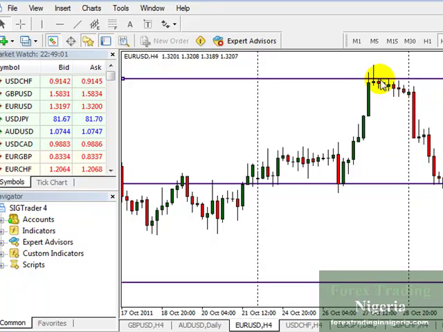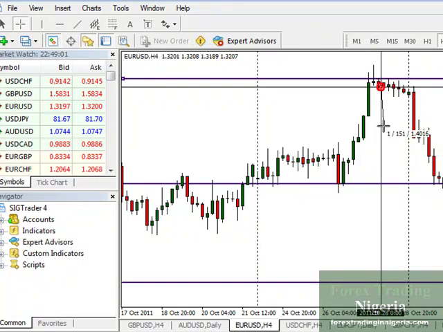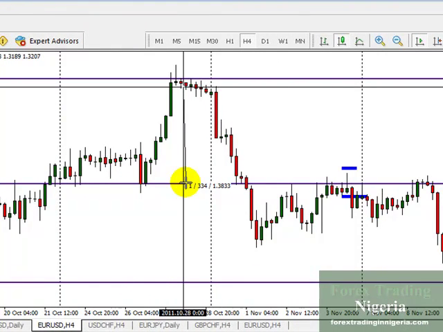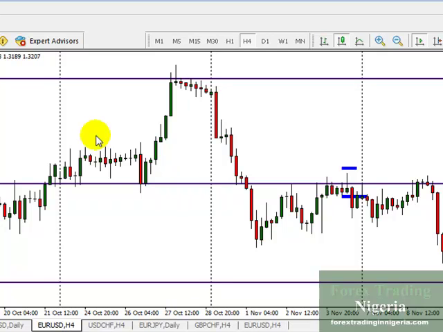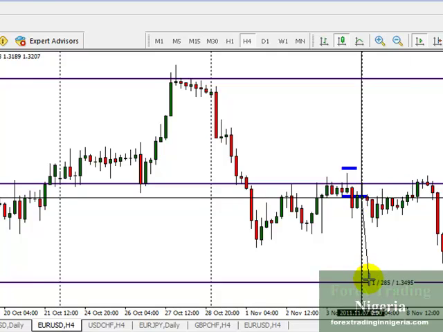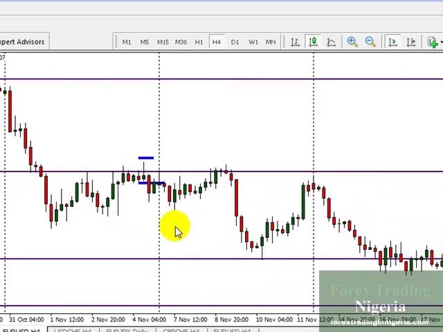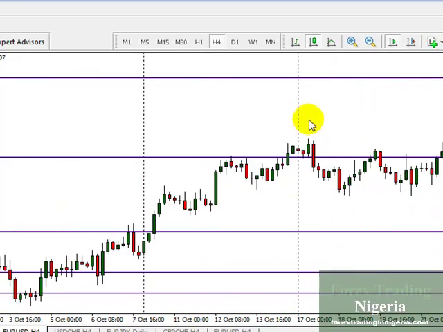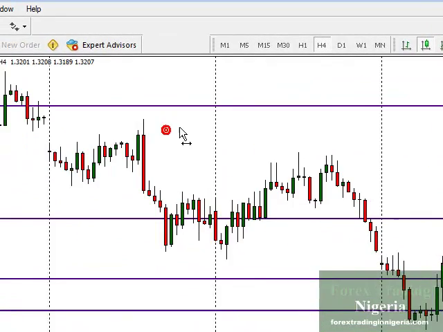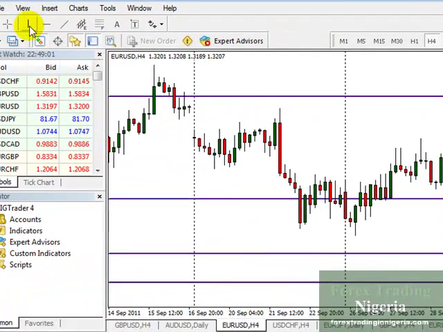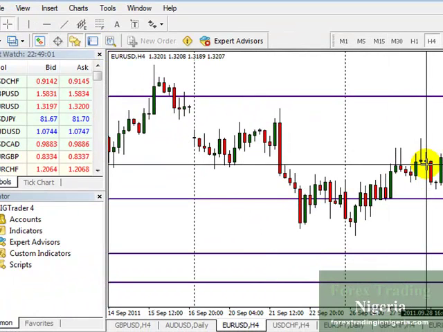Can you see it? Can you see this? From here to here, which is 331 pips. From here to here, which is 285 pips. Can you see what I'm talking about? They happen, they are everywhere. They happen everywhere, every day. Can you see this? This from here to here, which is 112 pip.